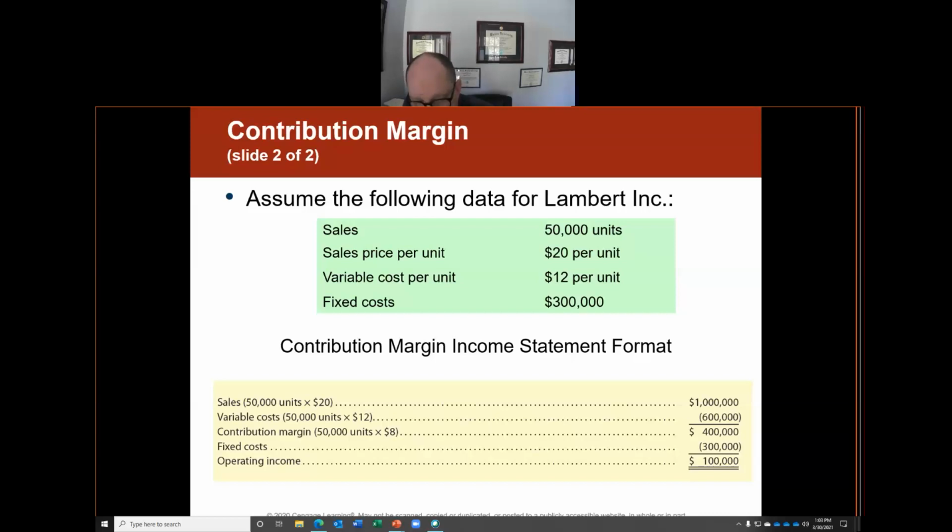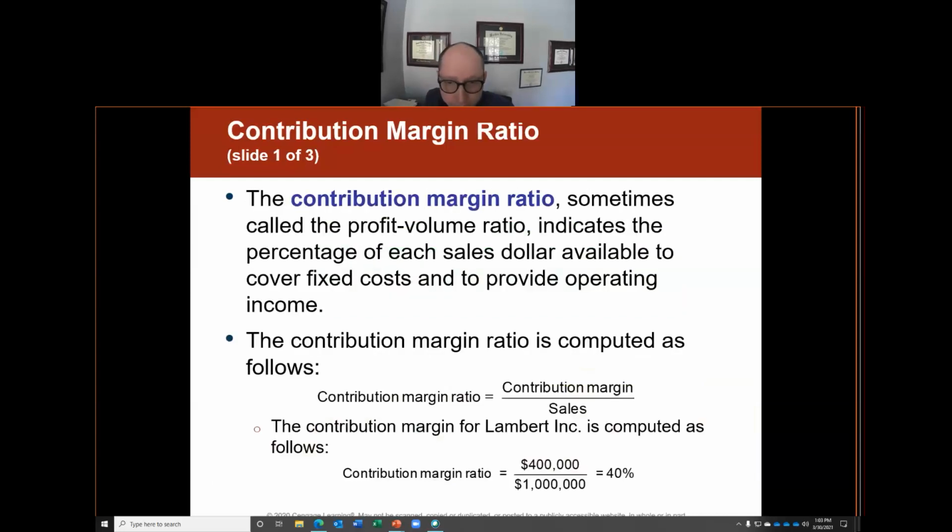Contribution margin minus fixed costs equals operating income or loss or break even. Contribution margin was 400,000 minus fixed cost 300,000 equals operating income of 100,000. That's good. That means we made a profit, right?